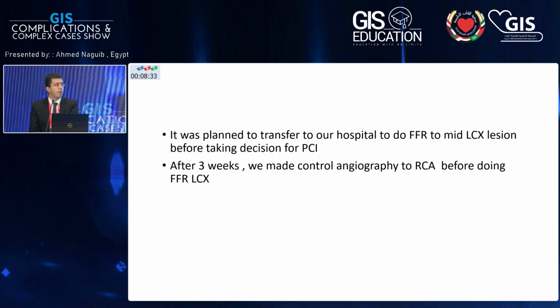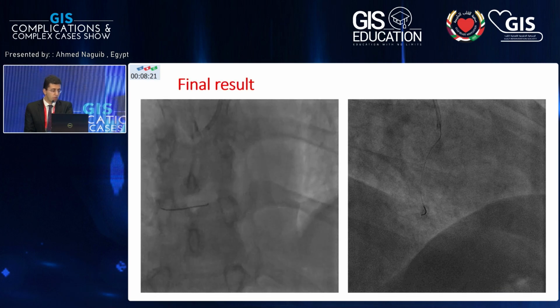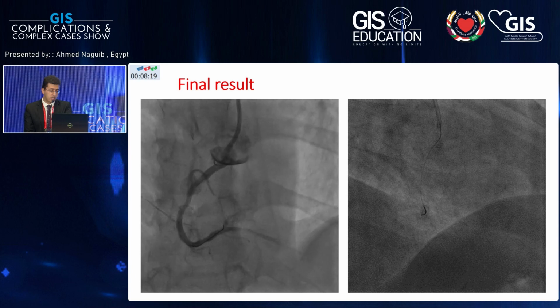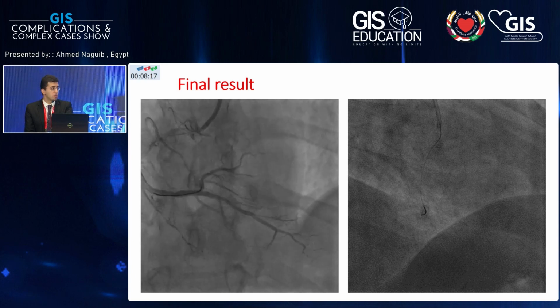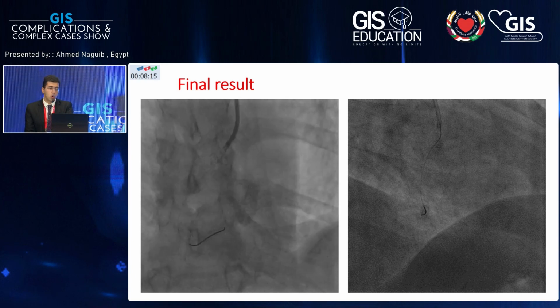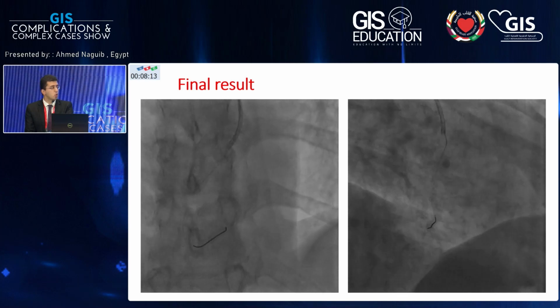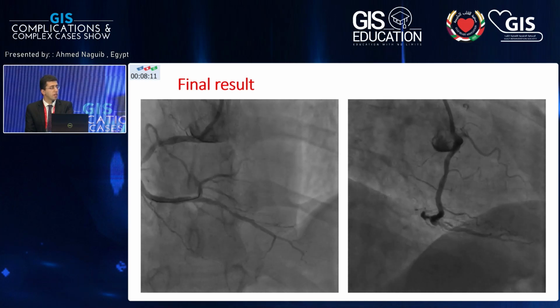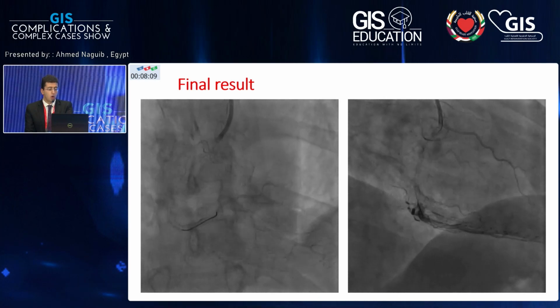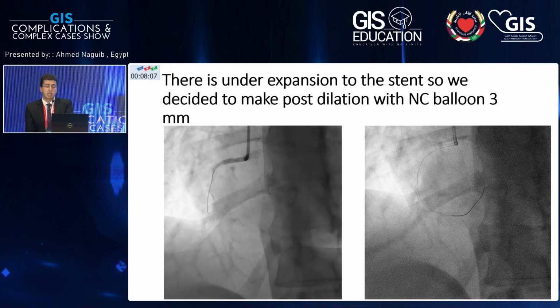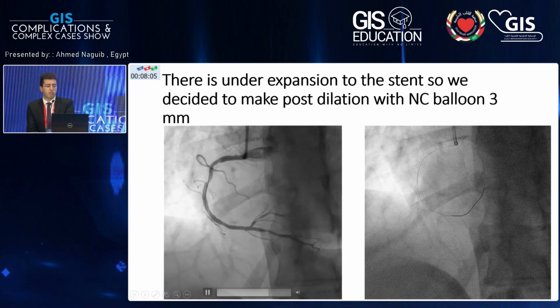Then it was planned to transfer to our hospital to do an FFR to the mid-LCX and a control angiography. We did the control angiography to the RCA. But I would like to share with you the stent of the distal RCA. There is an under expansion of the stent. So we decided to post-dilate this stent before doing the FFR to the LCX.